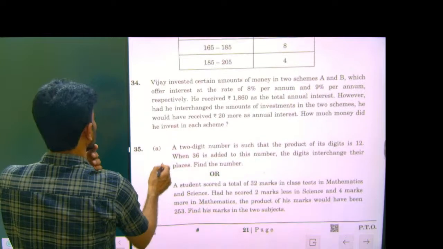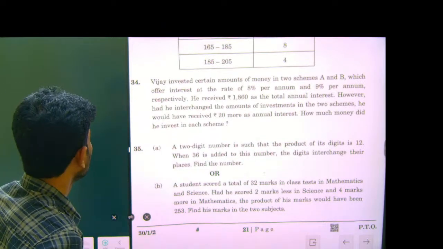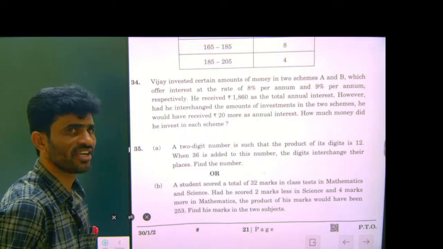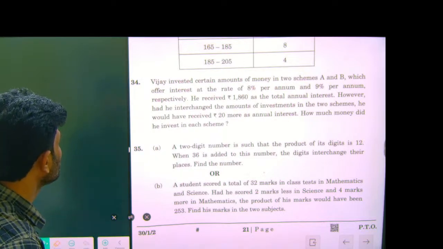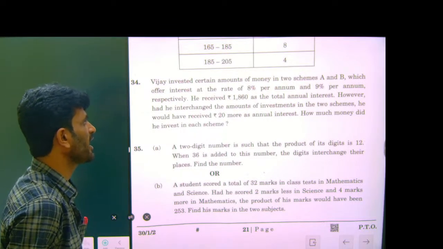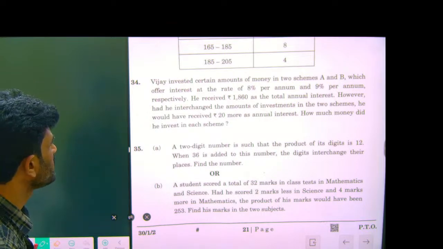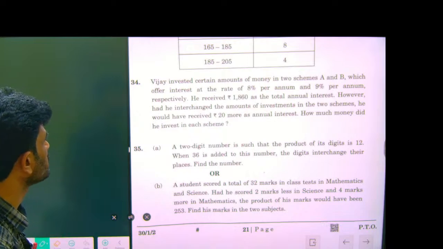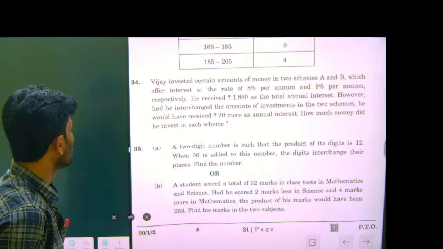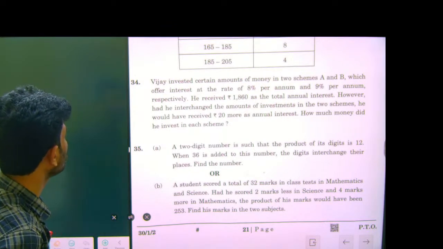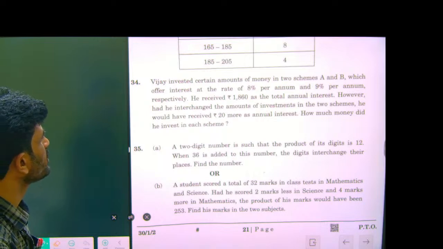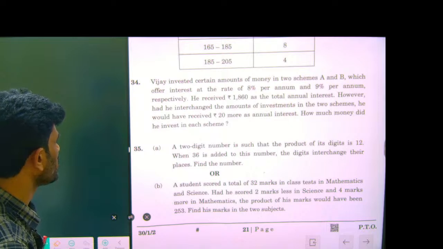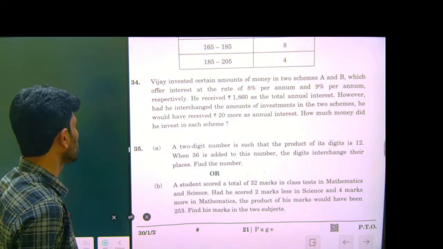Here the question is from pair of linear equations. Vijay invested certain amounts of money in two schemes A and B, which offer interest at the rate of 8% per annum and 9% per annum respectively. He received 1860 rupees as the total annual interest. However, had he interchanged the amounts of investments in the two schemes, he would have received 20 rupees more as annual interest. How much money did he invest in each scheme?